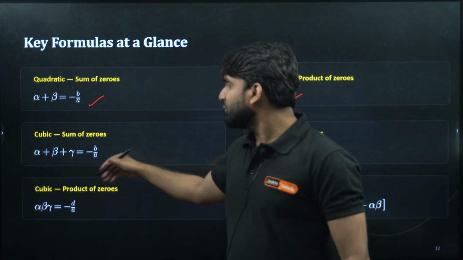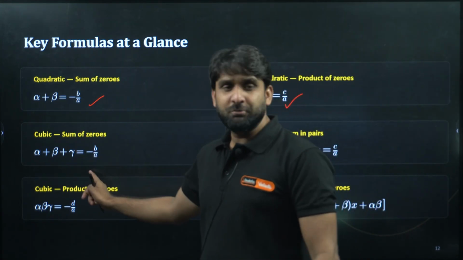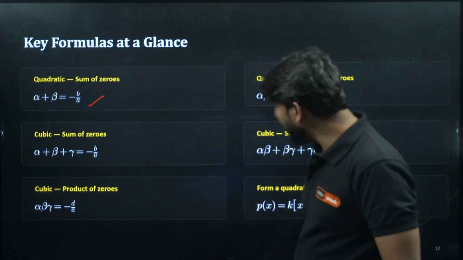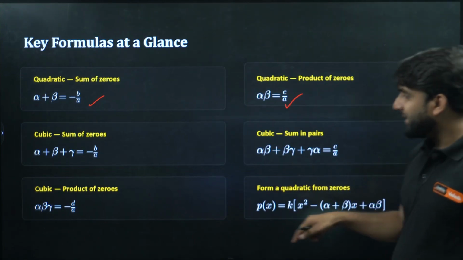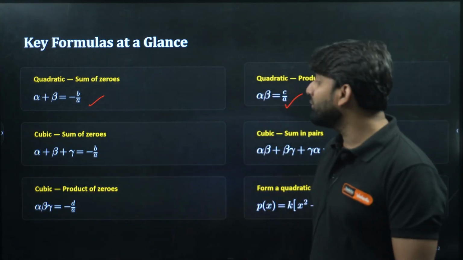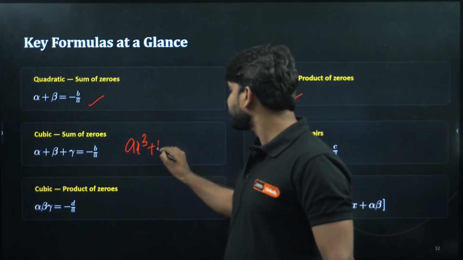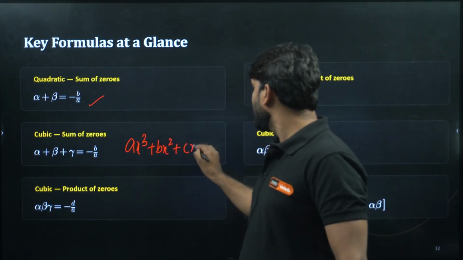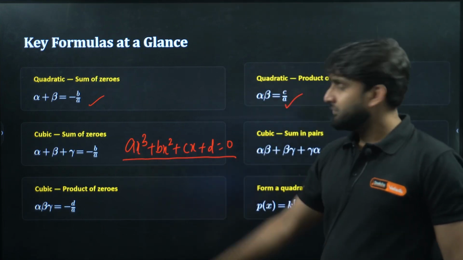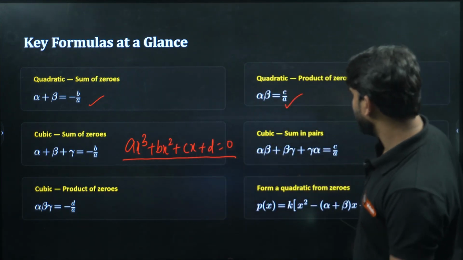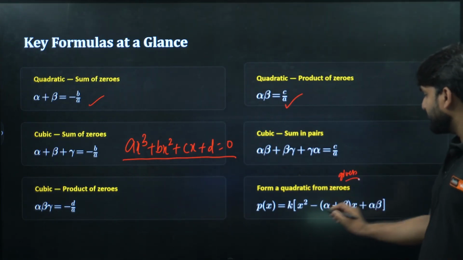For a cubic polynomial, this is not required from your examination point of view, but still you can memorize the formula. In a cubic polynomial, the sum of all the zeros is equal to minus b by a. Sum in pairs, alpha beta plus beta gamma plus gamma alpha, is equal to c by a. Product of zeros is minus d by a. Why are we introducing d? Because when you write a cubic polynomial, it will look like ax cube plus bx square plus cx plus d equal to 0. So in a cubic polynomial, there will be 4 terms: power 3, power 2, power 1 and power 0. And to form a quadratic polynomial when zeros are given, this formula will be used.